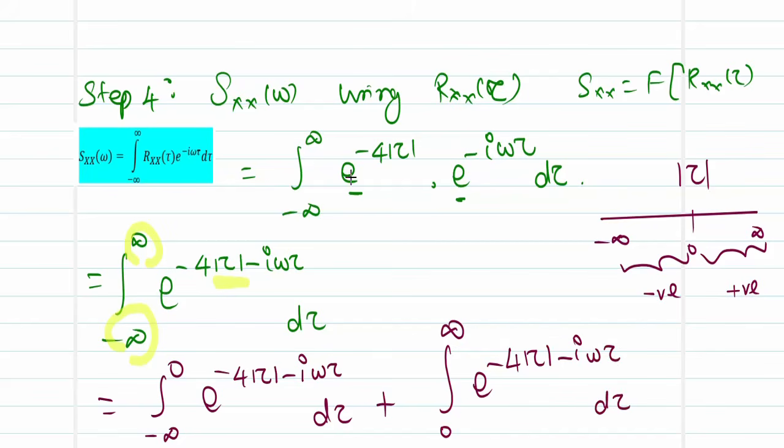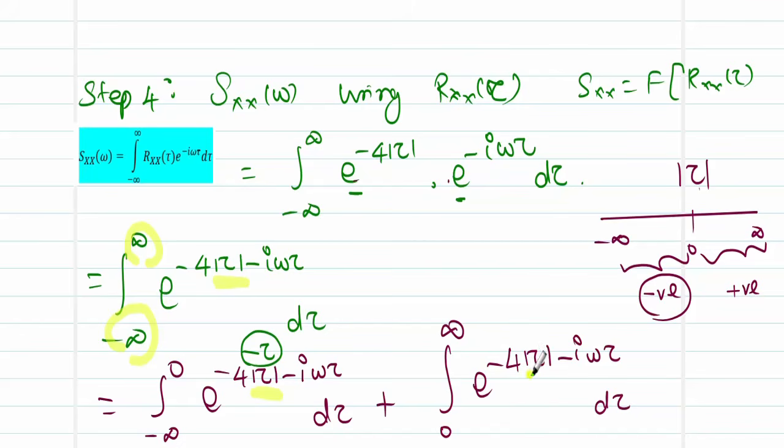So hint number 1, base same, club them. Hint number 2, when you have modulus, split minus infinity to infinity into 2 portions. Now what we know about this quantity, tau is going to be negative in this zone. So in this zone, tau has to be replaced as minus tau. So this tau will be replaced as minus tau.